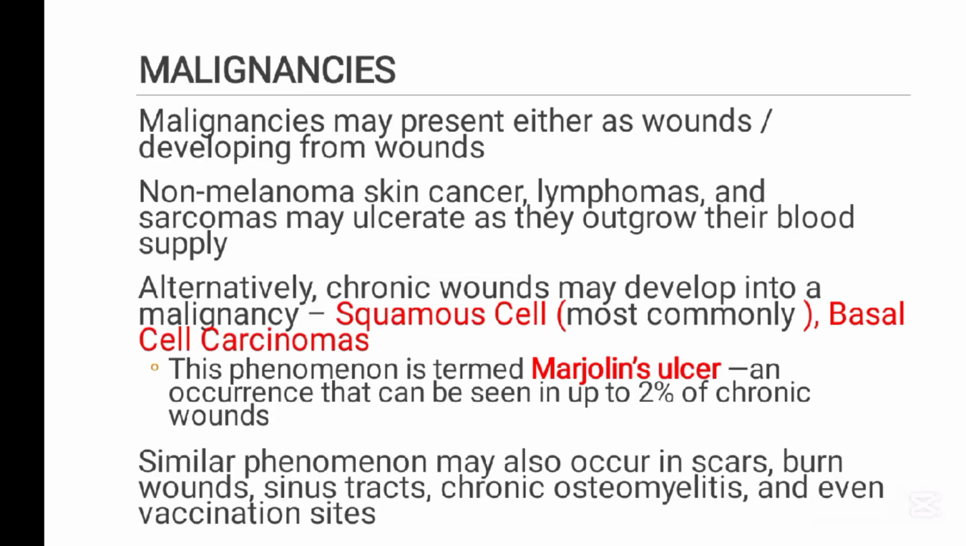Now the next one is malignancies. Malignancies may present either as wounds developing from tumors: non-melanoma skin cancer, lymphoma and sarcomas may ulcerate as they outgrow their blood supply. Alternatively, chronic wounds may develop into a malignancy, most commonly squamous cell or basal cell carcinomas. This phenomenon is termed Marjolin's ulcer, an occurrence that can be seen in up to 2% of chronic wounds. Similar phenomena may also occur in scars, burn wounds, sinus tracts, chronic osteomyelitis, and even vaccination sites.